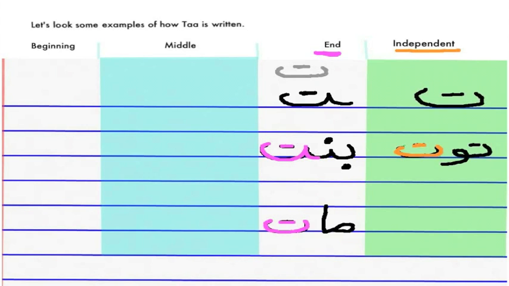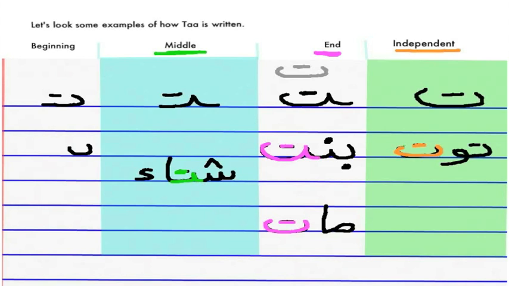When ta is in the middle position, it's written like this. A good example is the word shita, which means winter. At the beginning of the word, ta is written like this. A good example is the word teen, which means fig.